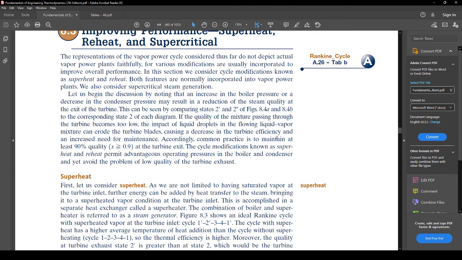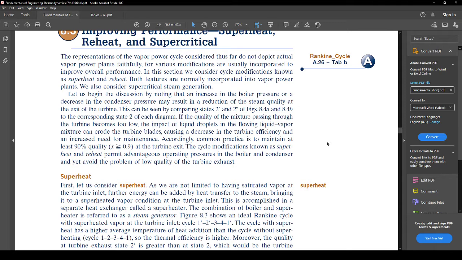So let's talk about this. It says, let us begin the discussion by noting that an increase in the boiler pressure or a decrease in the condenser pressure may result in a reduction of the steam quality at the exit of the turbine. This can be seen by comparing states 2 and 2 prime and 2 double prime of figures 8.4 and 8.4b. We'll look at that in a second, to the corresponding state 2 of each diagram. If the quality of the mixture passing through the turbine becomes too low, the impact of the liquid droplets in the liquid-vapor mixture can erode the turbine blades, causing a decrease in turbine efficiency and an increased need for maintenance.